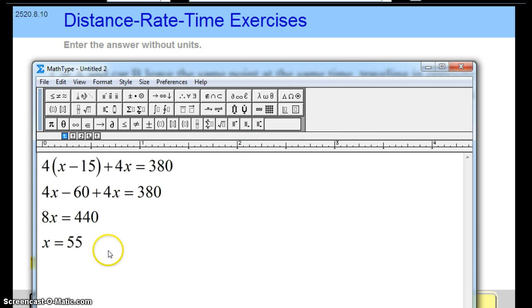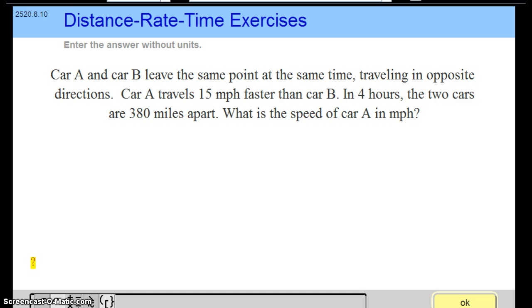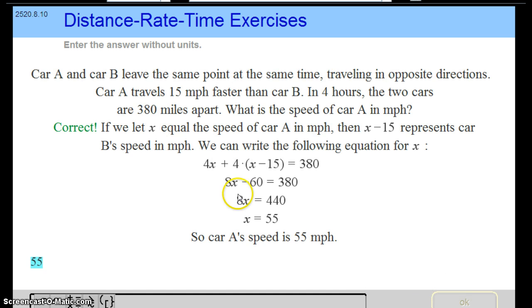So what is this? x is the speed of car A, so that's 55 miles per hour. Remember that. We're only going to enter 55 into the course. So let's take a look. 55, and see if that's correct. Correct. And they give us a little explanation here, and that's actually very helpful. So that is how you do the distance rate problem. And please feel free to email me or call me if you need any more help at all.